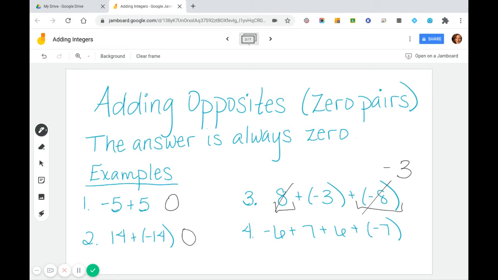Negative 6, 7, 6, negative 7, you can go left to right. Or negative 6 and 6. They cancel out. You break even. 7, negative 7. There's another one of those zero pairs. So I'm left with nothing at all on that problem. Just zero.